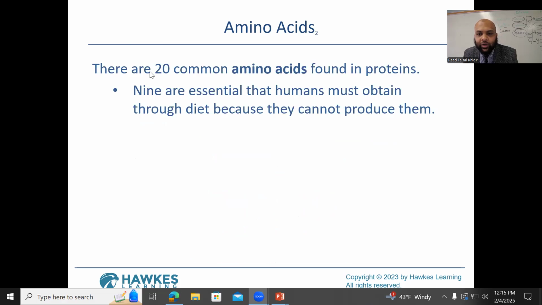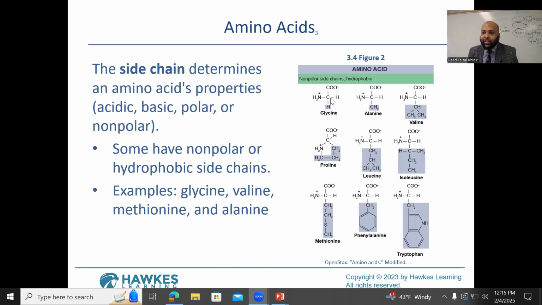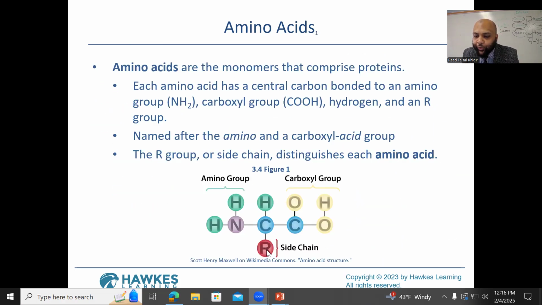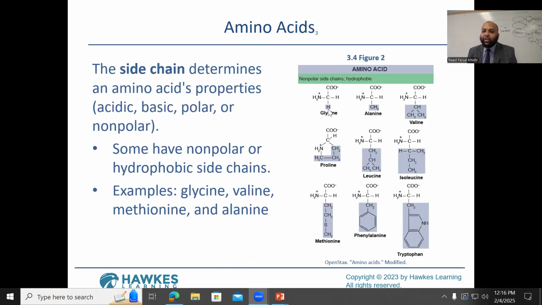If you look here, you see the carboxyl, hydrogen, amino. It is all the same. The only difference is this R group right here. This R group is what makes all the amino acids different. That's what makes them different.